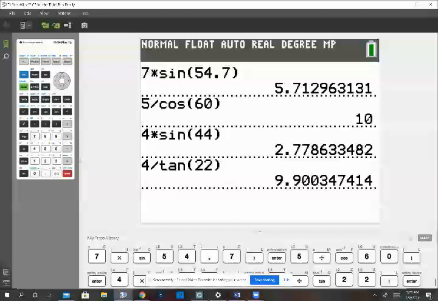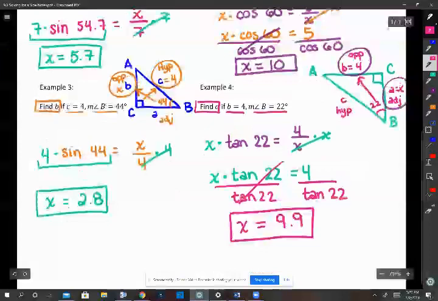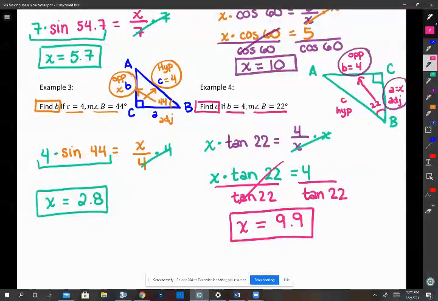As you're working on these, if you're not getting the same answers, remember that we talked about how you need to check your mode. Make sure your mode is in degree mode because we're talking about 22 degrees, 42, 44 degrees. If you don't have it in the right mode, your answers are going to be all off. So just always double check before you start any of your assignment. Double check that your calculator is in the right mode.